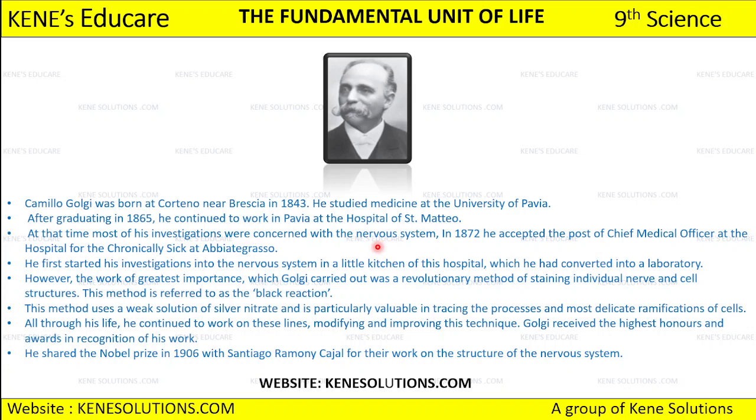So in the year 1872, कौन से year में? 1872 में he accepted the post of chief medical officer at the hospital for the chronically sick at Abbiategrasso. So now 1872 में after working in that hospital, इन्होंने he accepted the position of chief medical officer at the hospital, and he first started his investigation into the nervous system in a little kitchen of this hospital, which he had converted into a लैब.